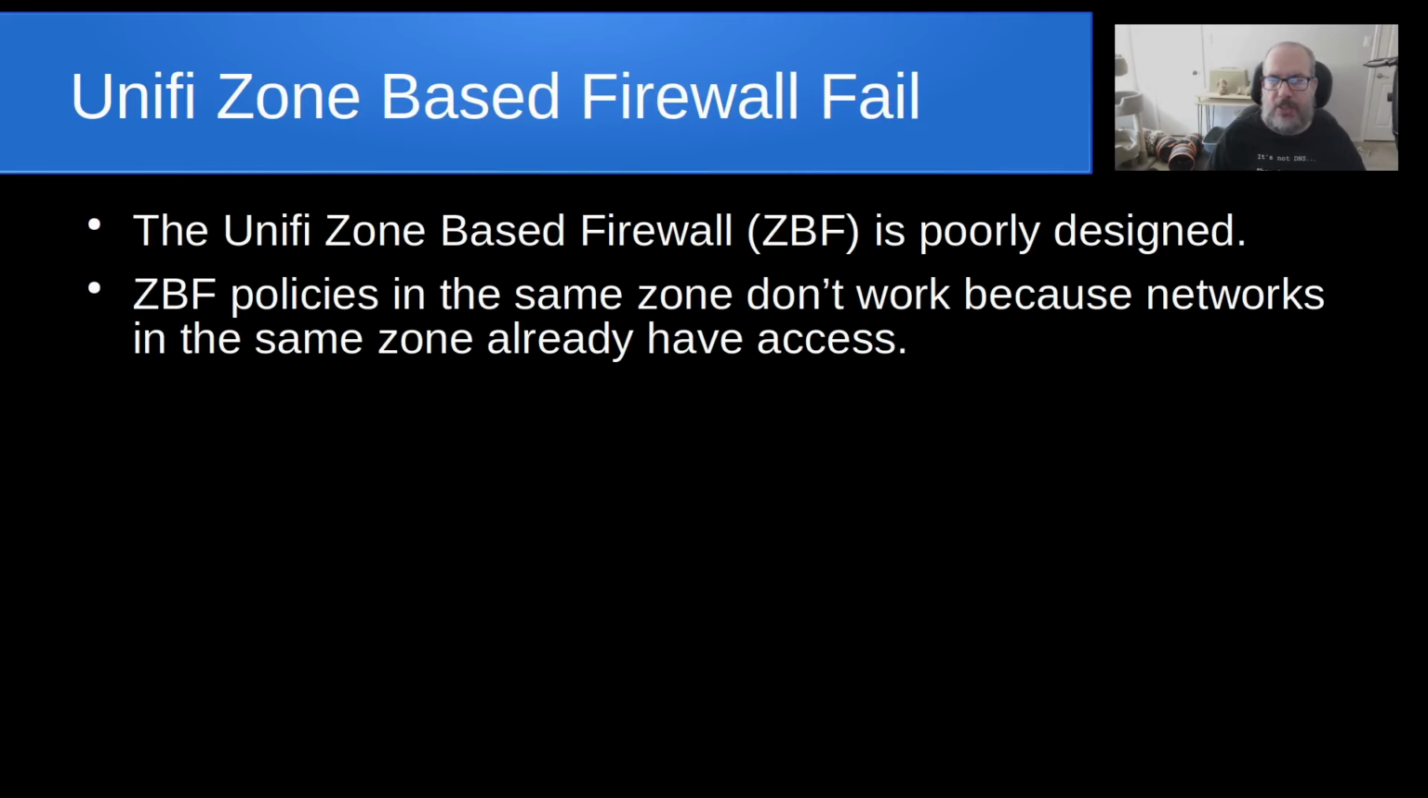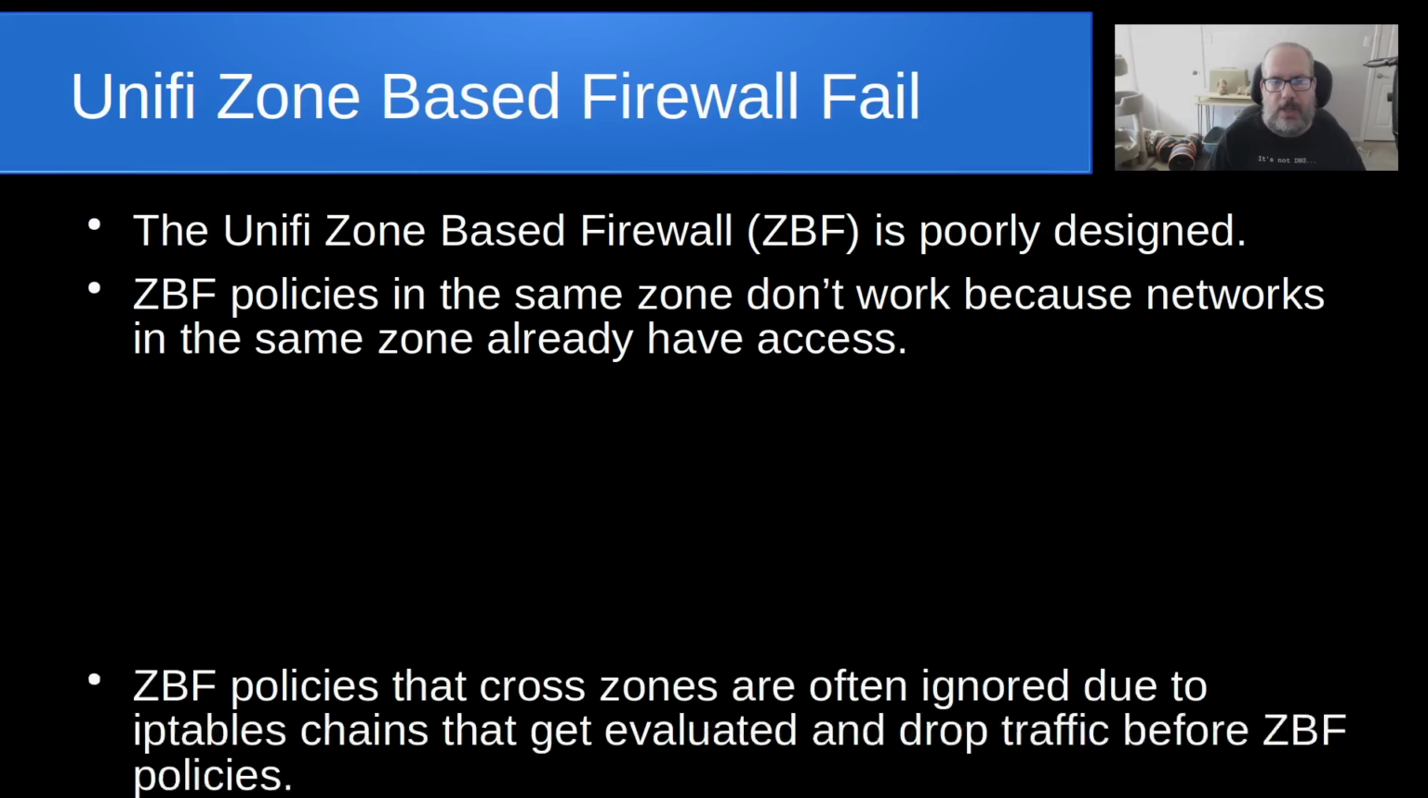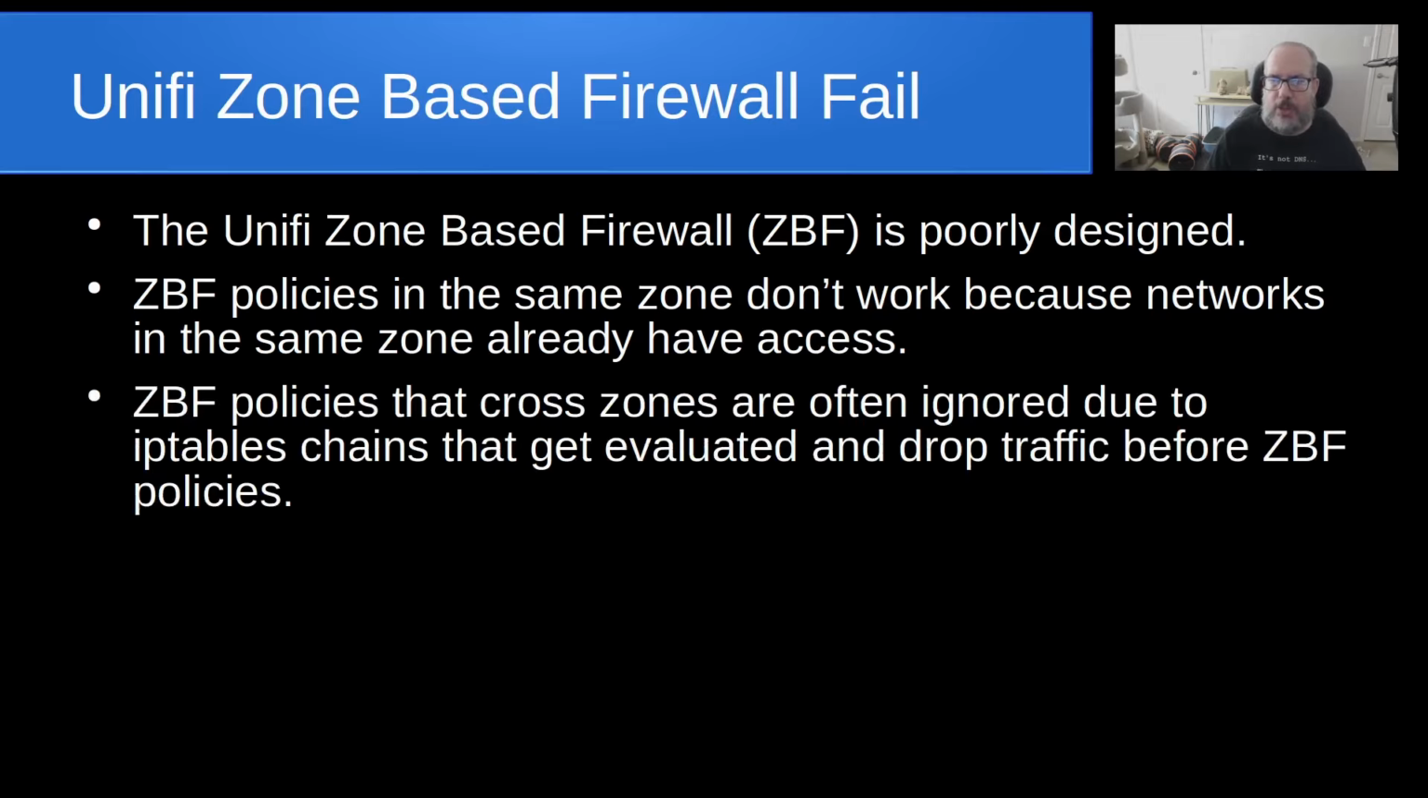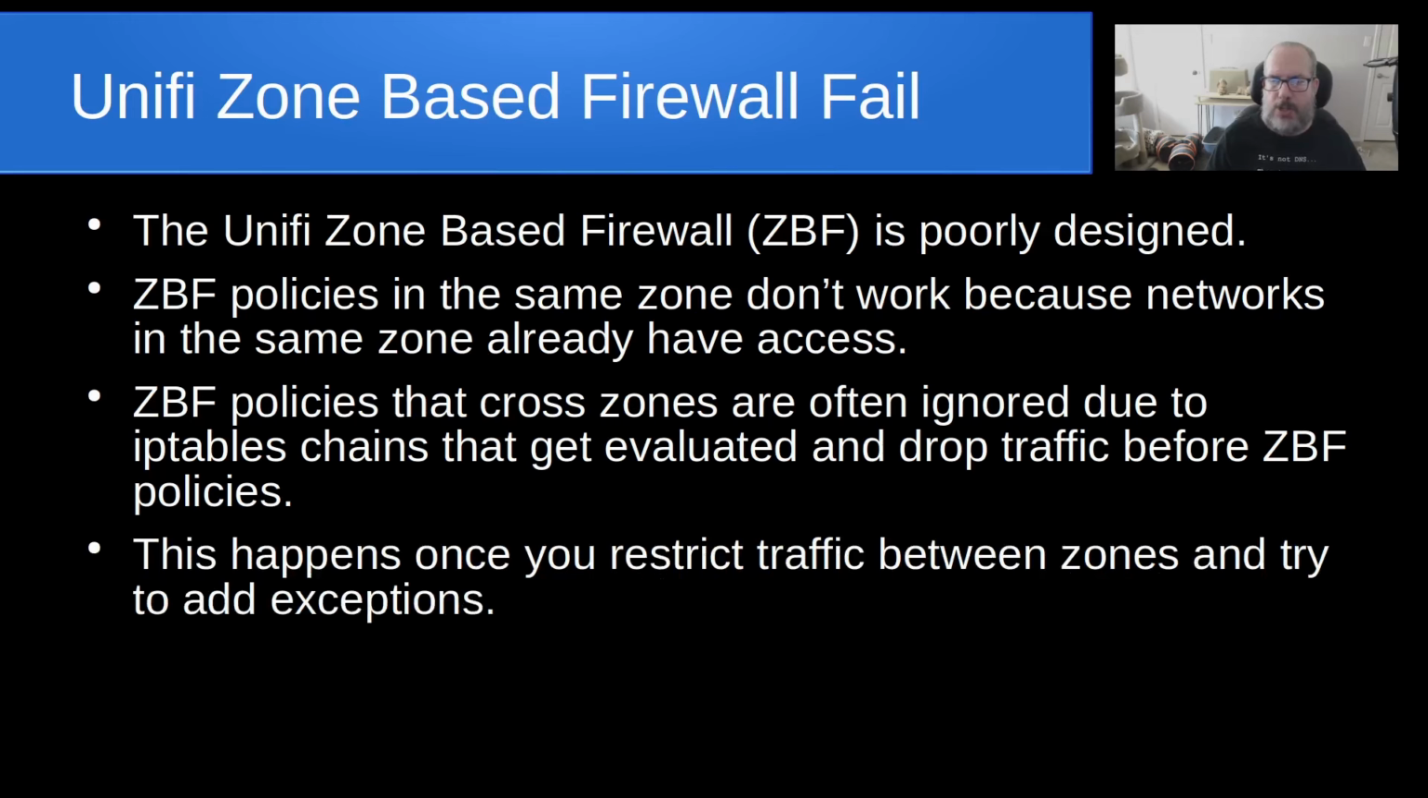ZBF policies in the same zone don't work because networks in the same zone already have access. And when you convert to the zone-based firewall, you end up getting all of your networks and VLANs tossed into what they call the internal zone. And ZBF policies that cross zones are often ignored due to IP tables chains that get evaluated and drop the traffic before the ZBF policies are ever examined. And this happens once you restrict traffic between zones and you try to add exceptions to those restrictions.